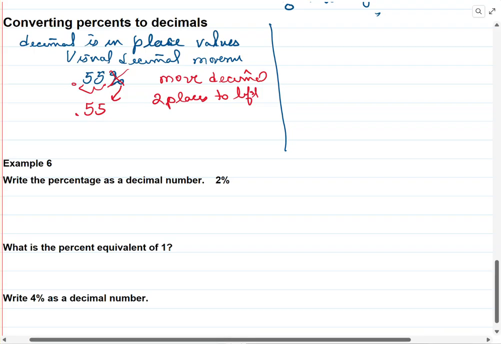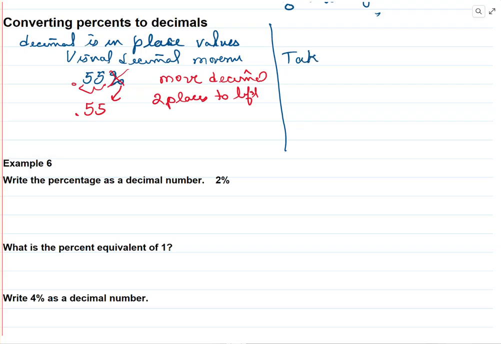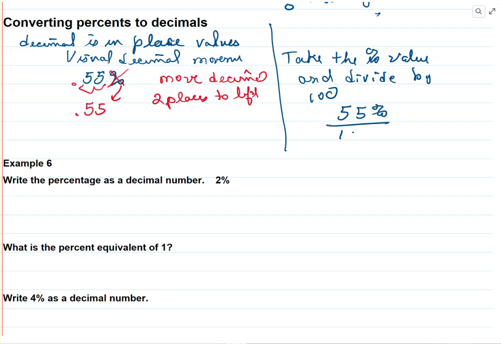The second way is to take the percent value and divide by 100. So what happens here is if I had the 55%, I divide by the 100, the percents are gone, and I stick this in the calculator, and I get the same answer. You may do it any way you choose.